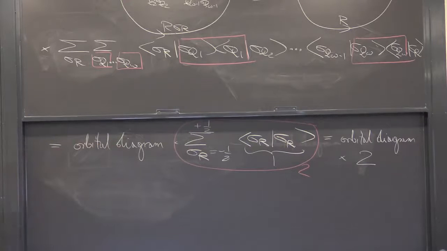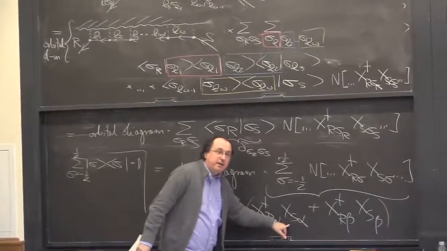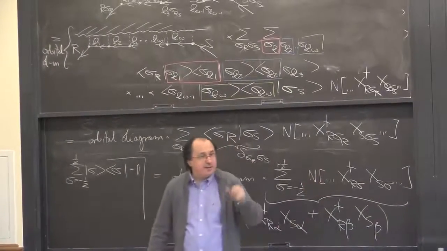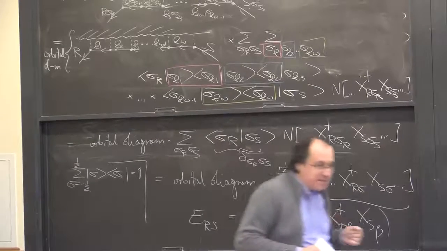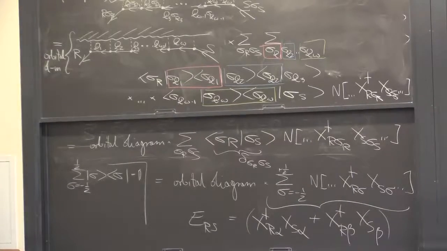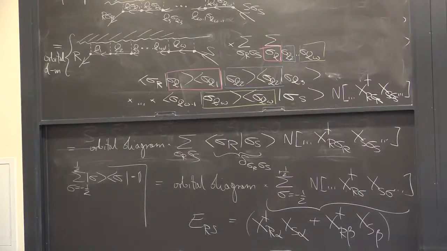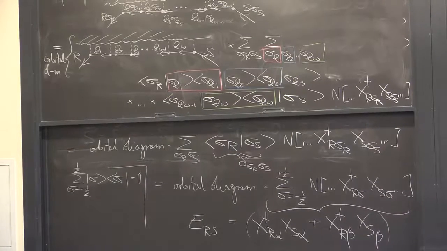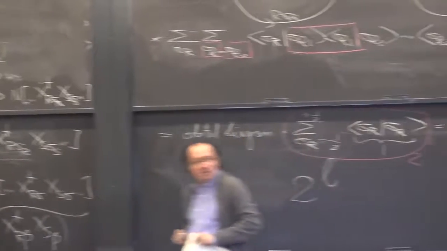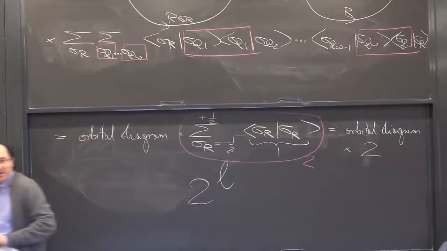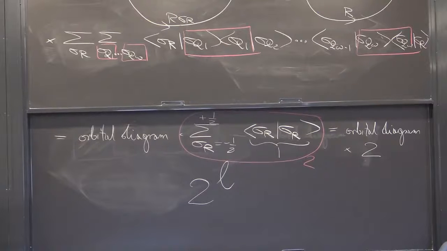With each open path, you associate this factor, the unitary group generator. That is the x dagger x pair summed over the spins. And with each loop, you associate the factor of 2. So altogether, your diagram will end up with a factor of 2 to the L, where L is the number of loops. Okay? And you can see all this spin integration work diagrammatically.